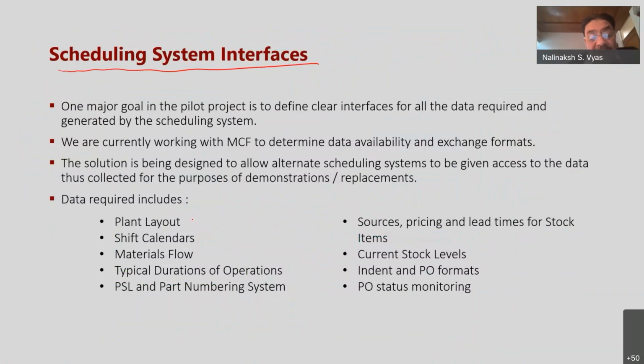Scheduling requires plant layout, shift calendars, material flow, typical duration of operations, PSL and part numbering systems, current stock levels, pricing, and lead times for stock items so that you can make a buy or make decision. This is a very, very critical decision that needs to be made. So the pricing is important there and the lead time is important there. Current stock levels, indent and PO formats, PO status monitoring.